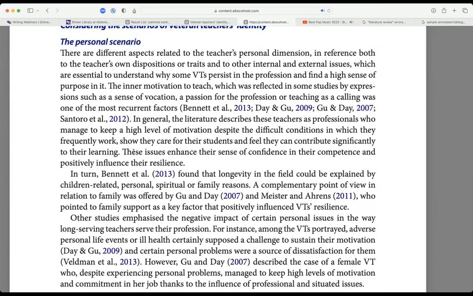And here is a great example of analysis in action. So this sentence says, Bennett et al. found that the longevity in the field could be explained by children-related personal, spiritual, or family reasons. And then they have a logical bridge here that is essentially saying, hey, here's some stuff that goes with that. We found similar stuff writing about the importance of family coming from Guende 2007 and Meister and Ahrens 2011.